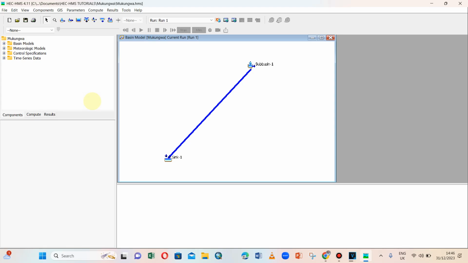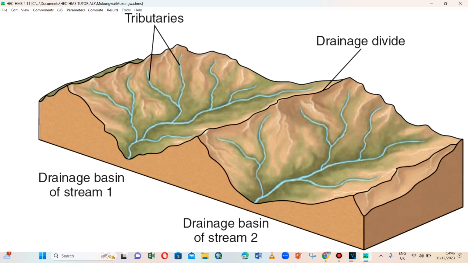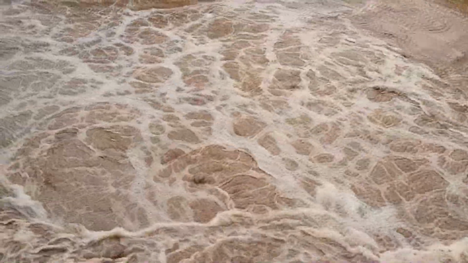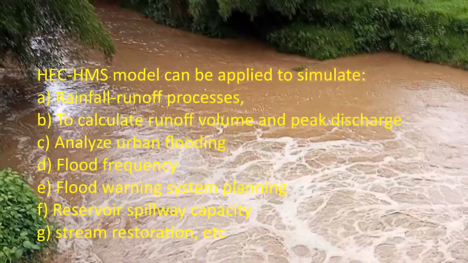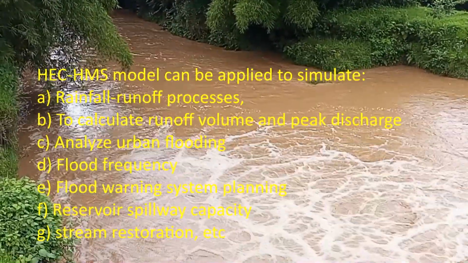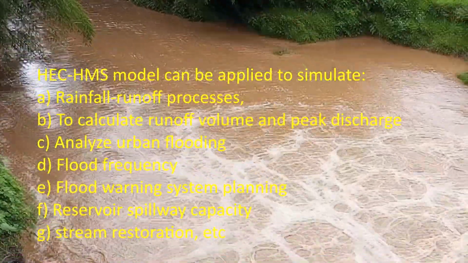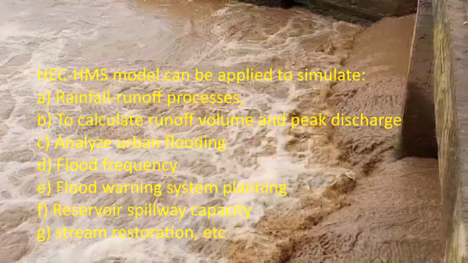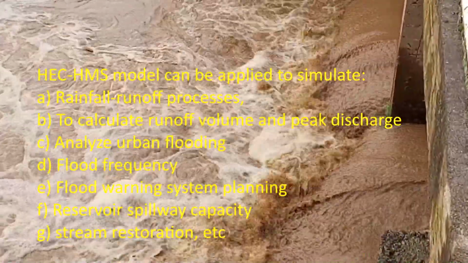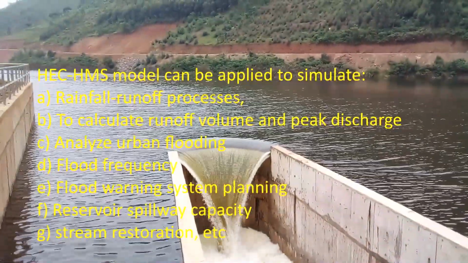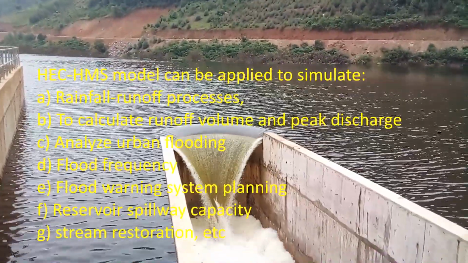This model was designed to simulate the complete hydrologic processes of dendritic watershed systems, or watersheds with a single outlet. The HEC-HMS model can be applied to simulate rainfall-runoff processes. It can also be used to calculate runoff volume. It can also be used to calculate the peak discharge or the peak flow.